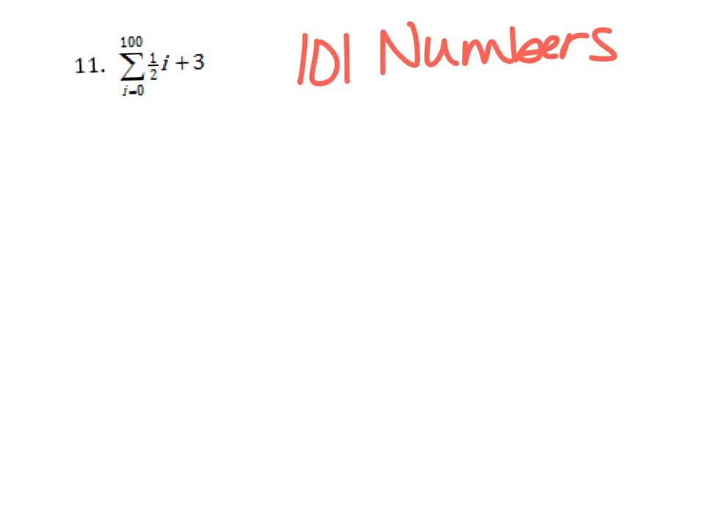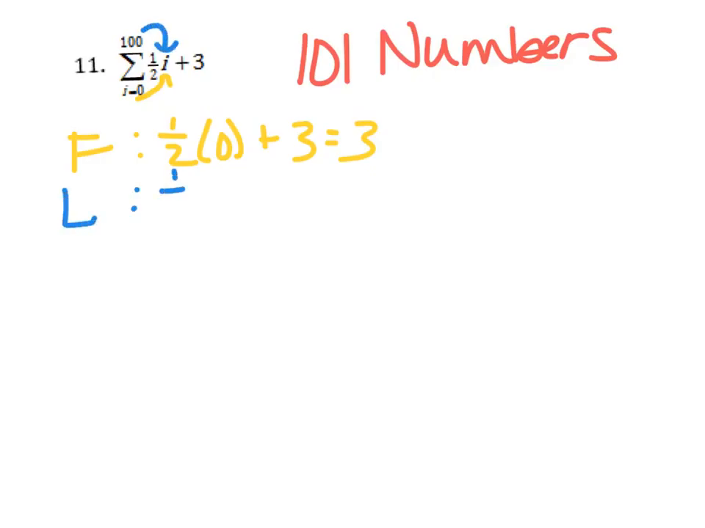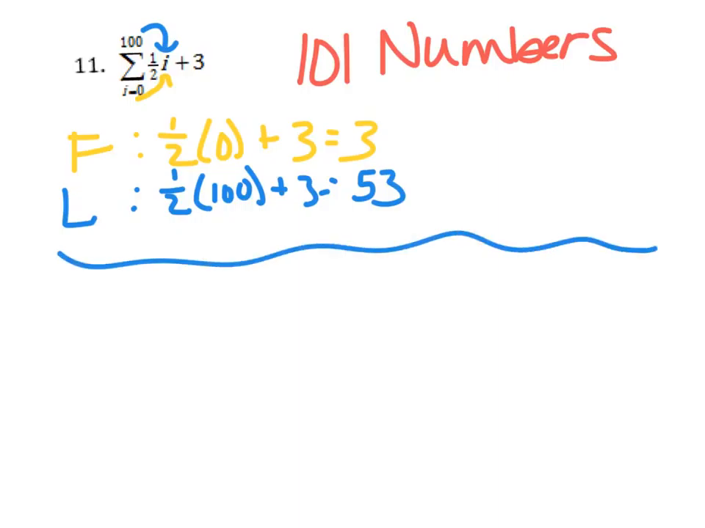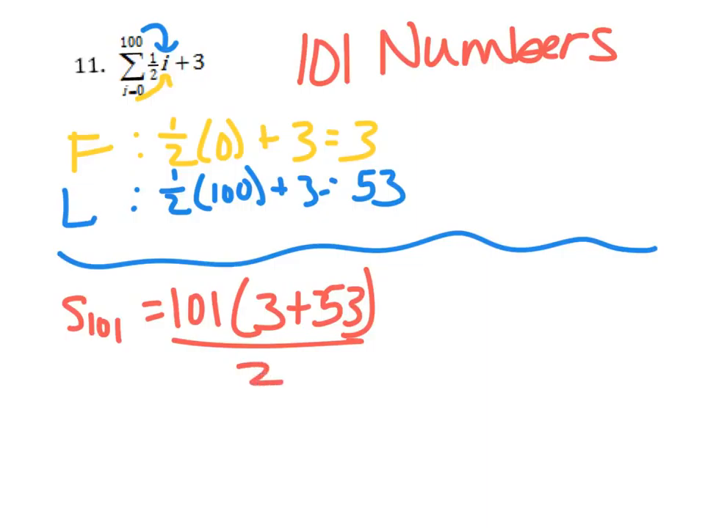So then my first term, you plug in the 0. 1/2 of 0 plus 3 is 3. My last term, half of 100 plus 3 is 53. So then when I plug it in, the sum of 101 numbers is my number of terms, n, f, l over 2. And when you do that, that's 28, 28.